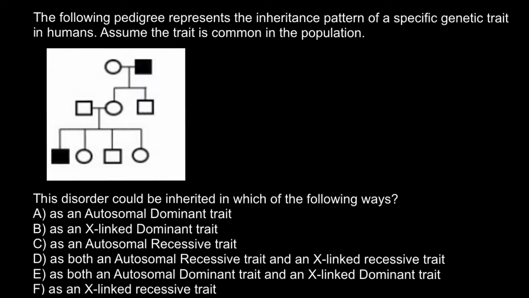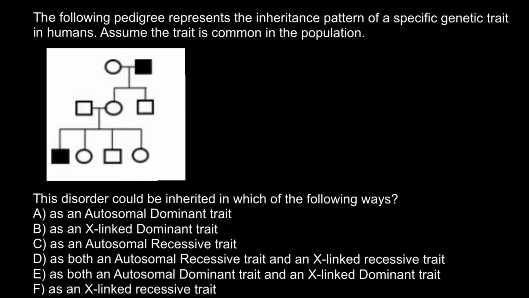The following pedigree represents the inheritance pattern of a specific genetic trait in humans. Assume that the trait is common in the population. You have to choose the correct answer, and if you need the time, you may stop the video here and try to solve this problem on your own first. Then when you are ready you can run the video again and compare your answer with my answer and explanation.